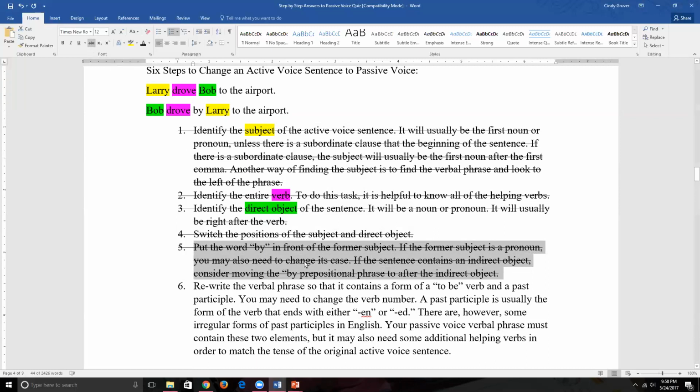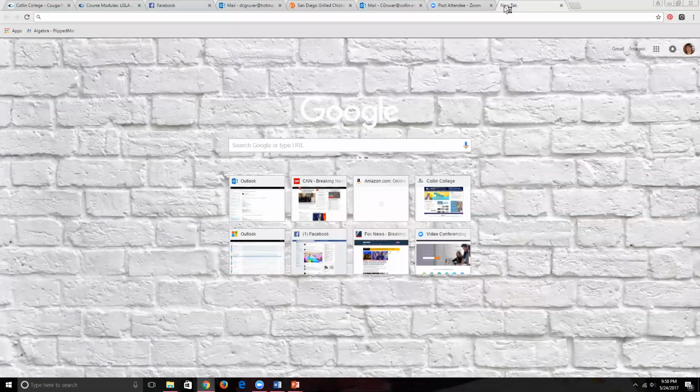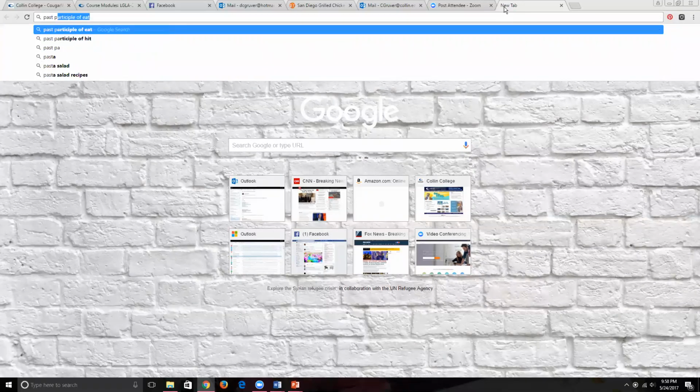And now we're ready to change the verb. Well, we don't have a to be verb, and we don't have a past participle. But we know how to make our past participle. So we have drove here. We could just type it in. Of course, drove is past tense for drive, but let's say we don't even know that. So we want the past participle of drove.